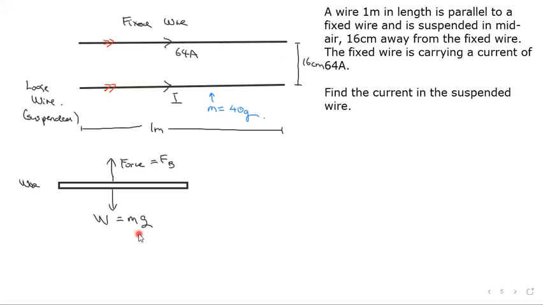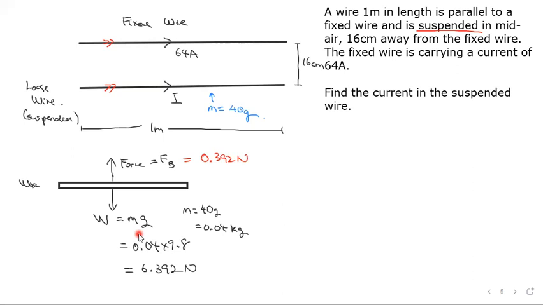Calculating weight is not very difficult. We know it's mg. We know m is 40 grams, which is of course 0.04 kilograms. And so we can just calculate that. And that gives us an answer of 0.392 newtons. Okay. So we know that there's 0.392 newtons down. So because it's levitating and suspended in midair, we know that this must also equal 0.392 newtons. I mean, it just has to, right? So how do we calculate that force?